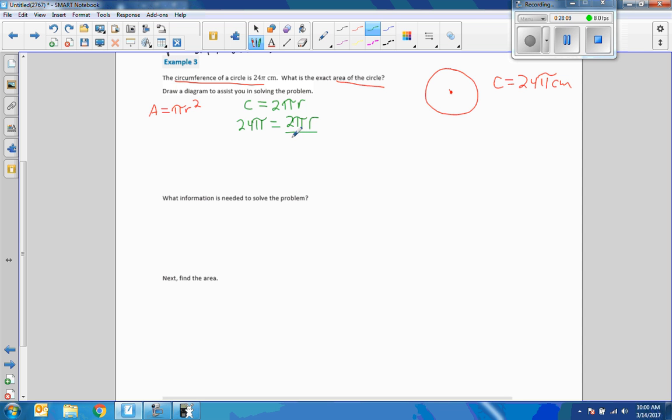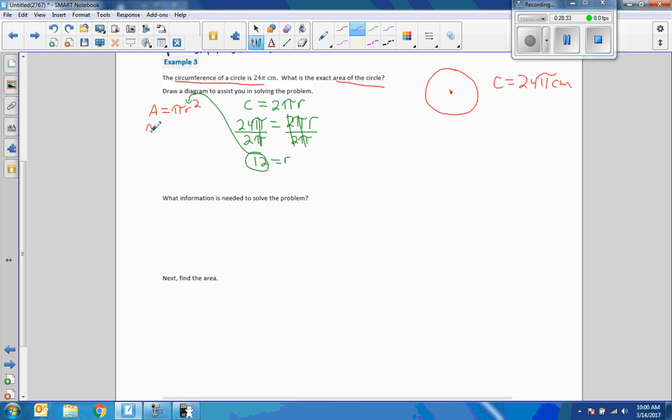So I need to divide, because that's multiplication. So if I divide by 2 pi, 2 divided by 2 is 1, pi divided by pi is 1. And do the same over here. Pi divided by pi is 1, 24 divided by 2 is 12, and that gives me my radius. Okay, I then take my radius of 12 and plug it in to get my area.